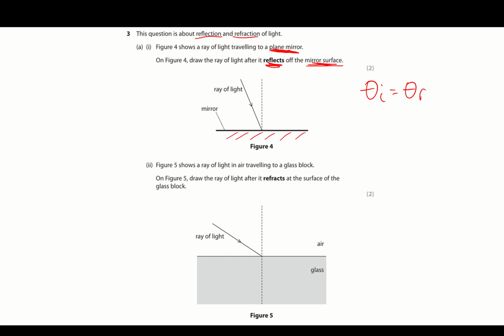So we've just got to make sure we draw a ray where that angle, theta I, is going to equal this angle here. And then we've just got to draw a ray that is continuous, goes from that normal, and has an arrow on it. So there we go. And theta I equals theta R. The angle of incidence equals the angle of reflection.